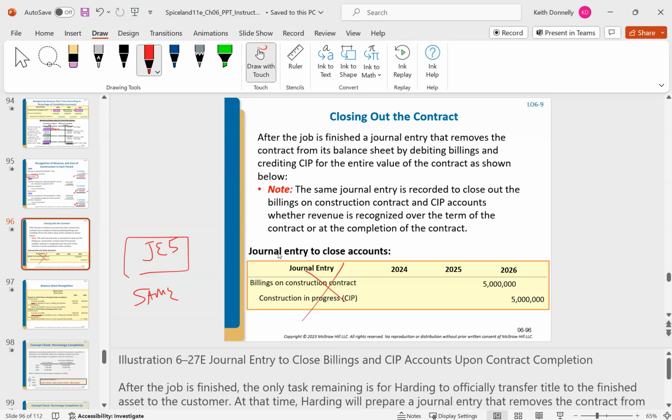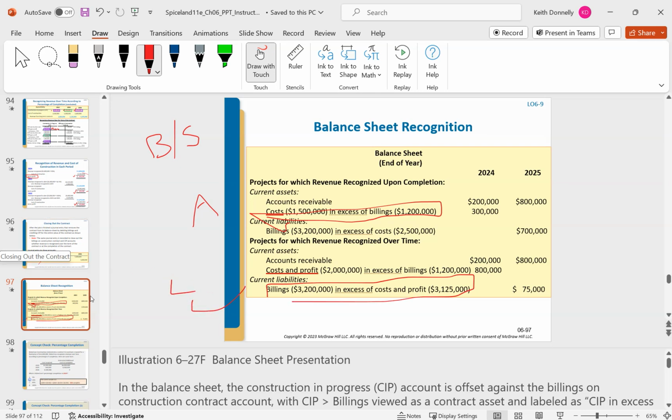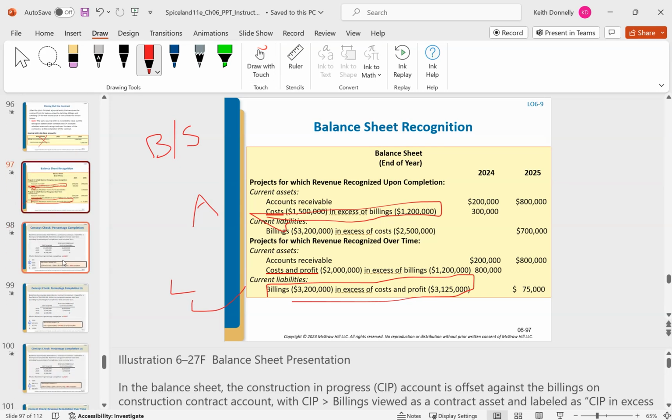So we're going to debit billings. We're going to credit construction in progress on there. This is just saying, hey, on the balance sheet, you have to have in that billings and construction in progress, the contra account, the underlying and the contra account. If the costs exceed the billings, we're going to have it on there as an asset. If it's the reverse, the billings exceed the cost, that's going to be a contract liability on there. So it's just showing you how does this shake out on the balance sheet throughout?